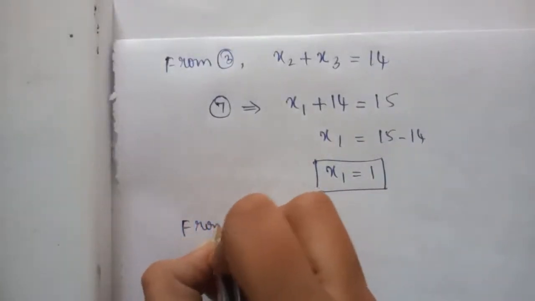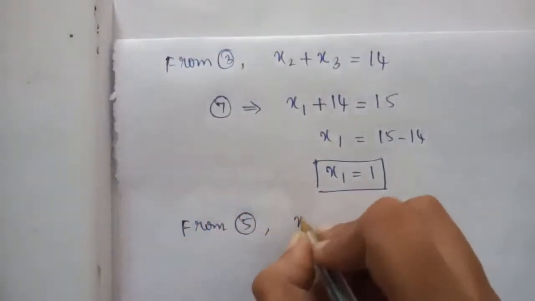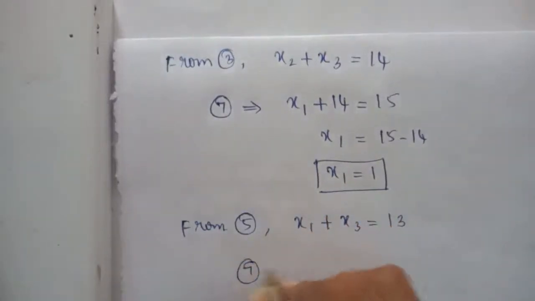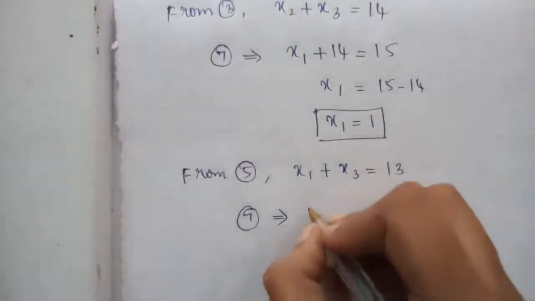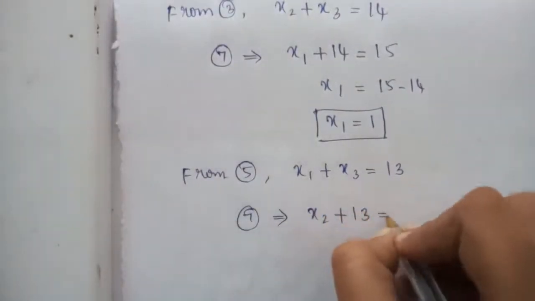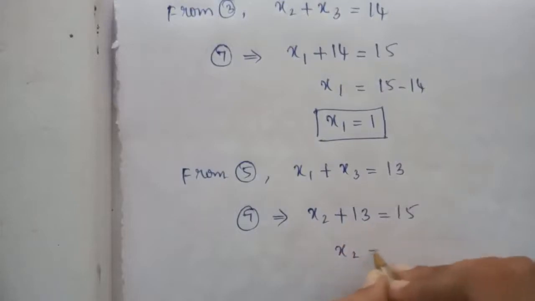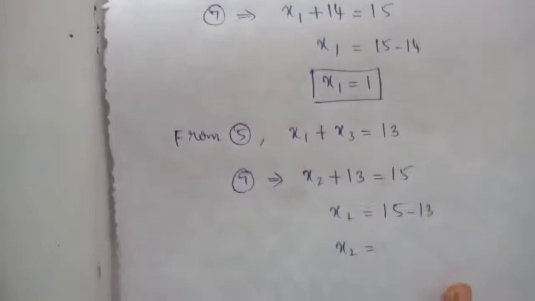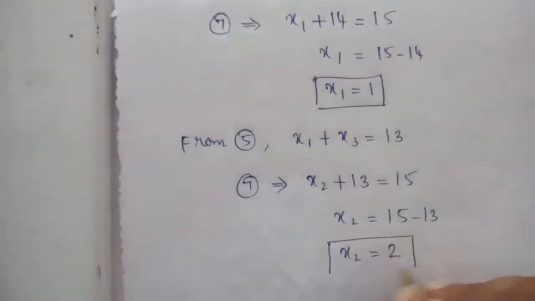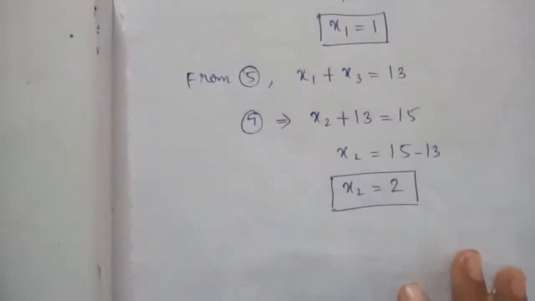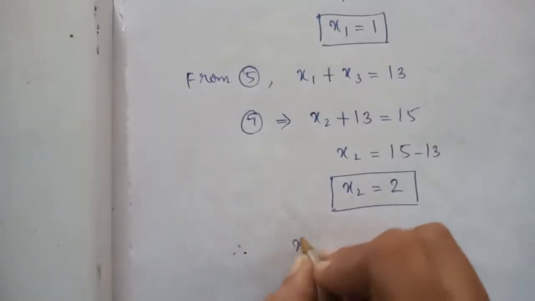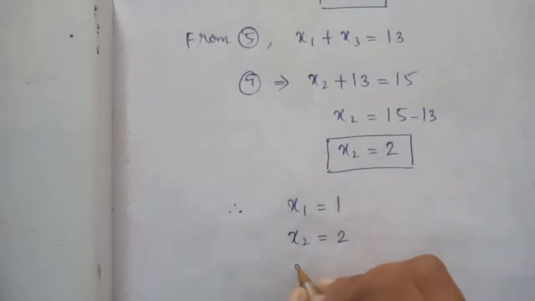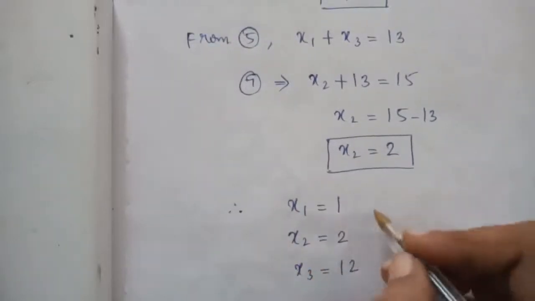From 5, x1 plus x3 is equal to 13. So from equation 7, x2 plus 13 is equal to 15. x2 is equal to 15 minus 13. The value of x2 is equal to 2. So now we find the value of x1, x2 and x3. Therefore, x1 is equal to 1. The value of x2 is equal to 2. Then the value of x3 is equal to 12.